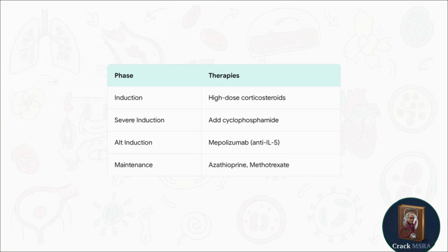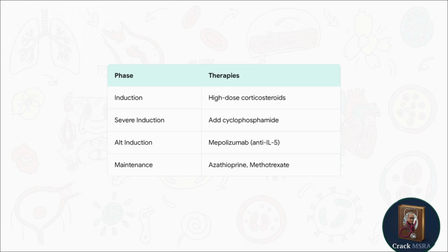All right, Section 4, Management Strategy, Protocols for Remission. The therapeutic approach here involves two very distinct phases, induction and maintenance. For inducing remission in severe or life-threatening disease, the absolute backbone of your therapy is high-dose oral or intravenous corticosteroids, like prednisolone. Now, if there are major organ-threatening manifestations, such as that deadly cardiac involvement, central nervous system disease, or severe mononeuritis multiplex, you've got to bring out the big guns and add cyclophosphamide.